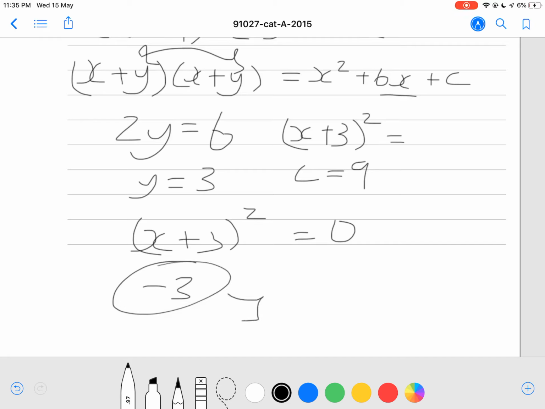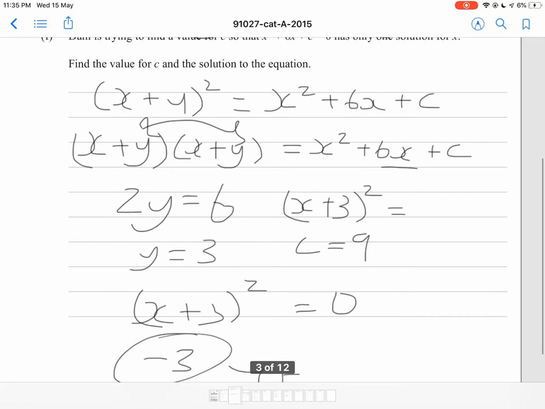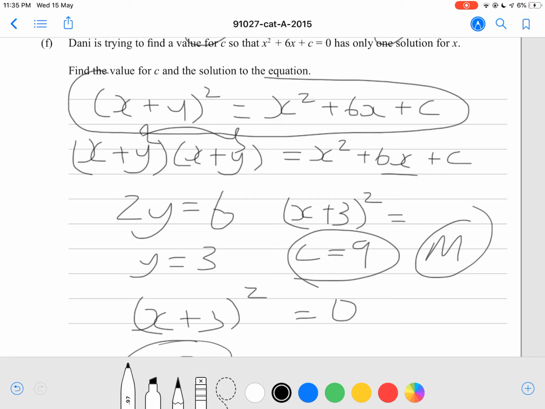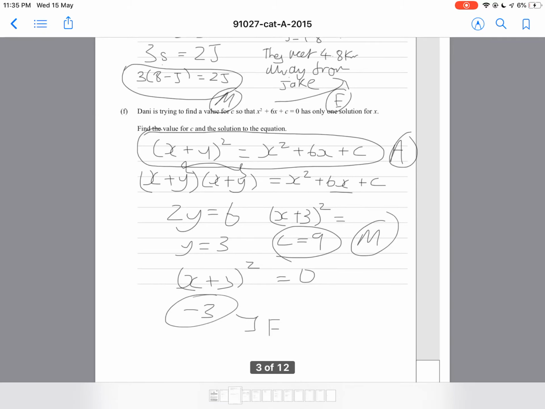And getting up to here should get you an excellence grade. Value of the constant found. So if you found that c equals 9, you'll get a merit grade. And then understanding this is all you need to understand for an achieved mark. So understanding that it's a whole squared, that it's a perfect square, will get you an achieved.